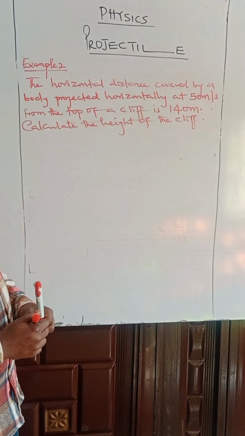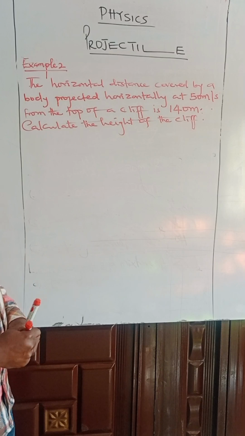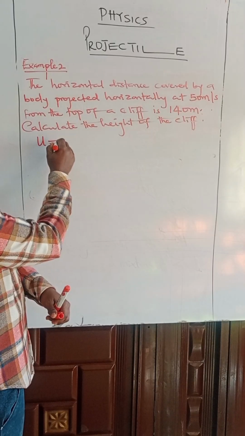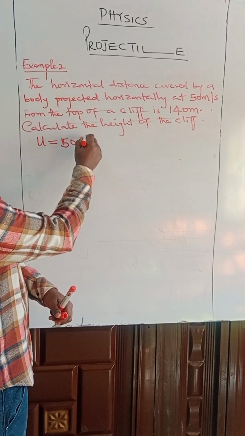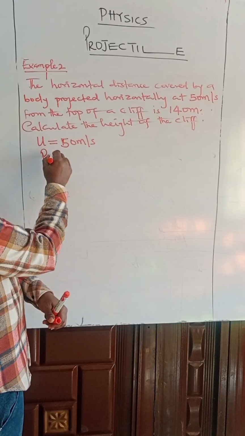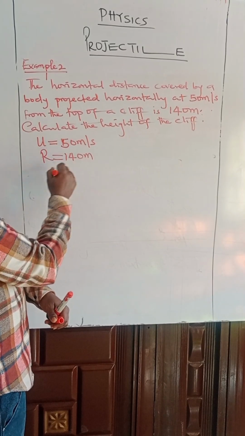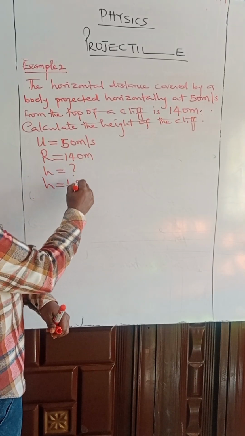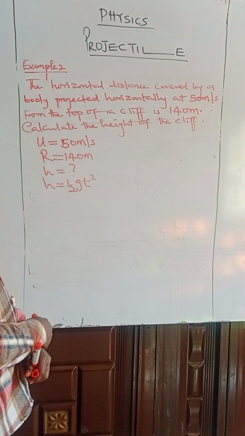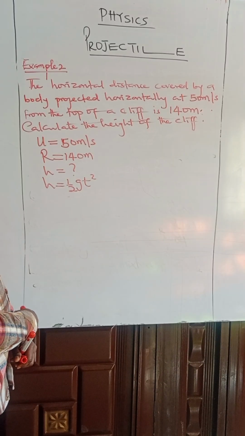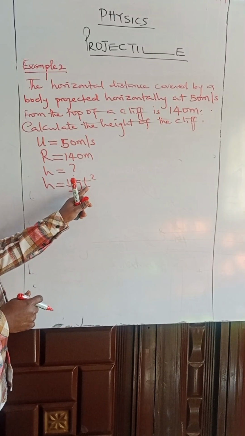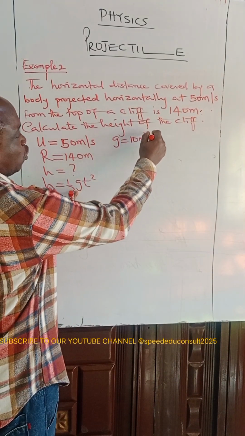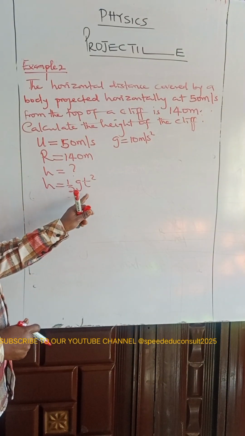These are the ways of asking questions, especially in calculations involving horizontal motion. From the question, we are given u to be equal to 50 meters per second. We are given the horizontal distance to be equal to 140 meters. Then we have to find the height. We all know height is equal to half gt squared. This has been derived in our second video. So our problem now is t. We know g is constant to be 10 meters per second squared. How do we get t?